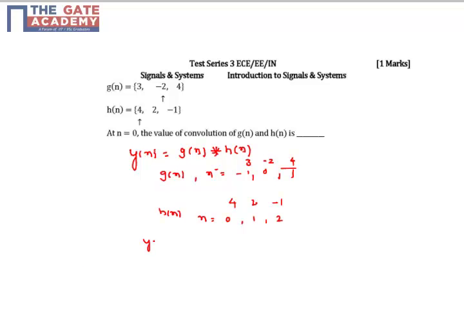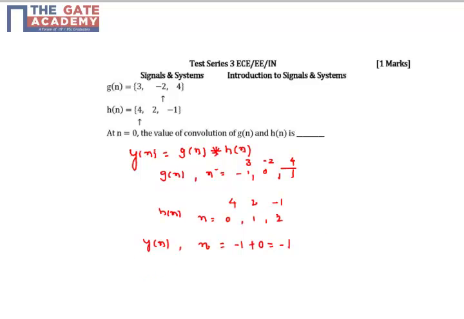What about the y of n starting value? In case of y of n, the starting value of n is the starting value of g of n plus the starting value of h of n. See here, the starting value of g of n is minus 1 and the starting value of h of n is 0. So that means the starting value for y of n is minus 1.